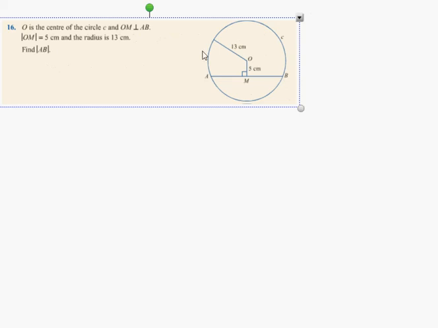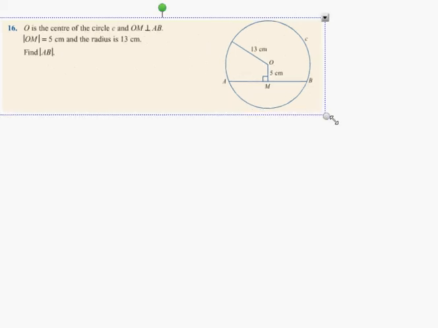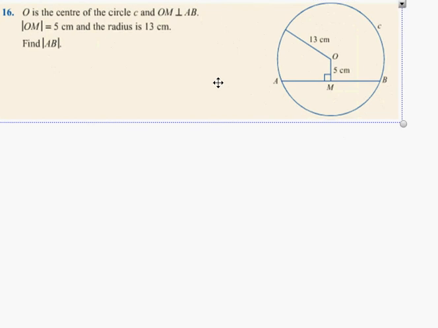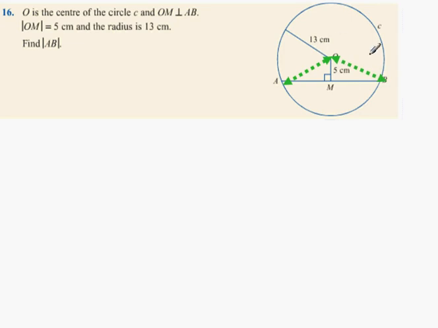16. Okay. What we have here is O is the centre of the circle. OM is perpendicular to AB. Find AB. Lads, you've done this in the circle chapter already, haven't you? Radius is 13. Do Pythagoras' theorem, and you get 12. 12 multiplied by 2, 24.